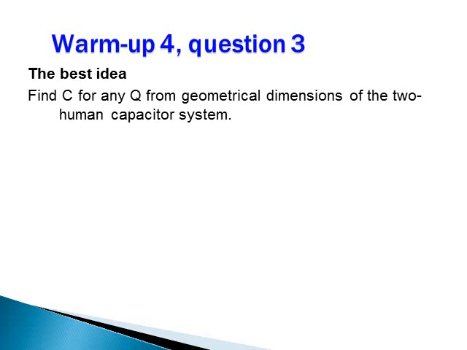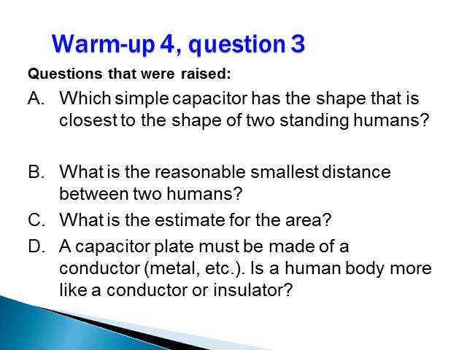What I suggest you do is find C for any Q on the human using an estimate for geometrical dimensions of the two human capacitor system. These are the questions that you have to address to provide this estimate. Which simple capacitor has the shape that is closest to the shape of two standing humans? What is the reasonable smallest distance between two humans? What is the estimate for the area?